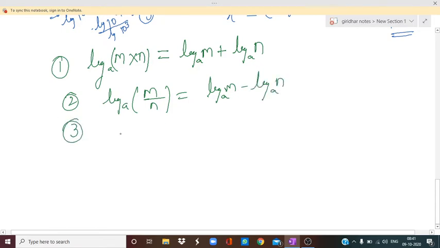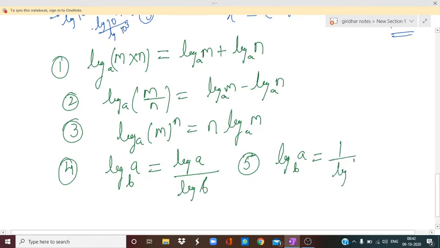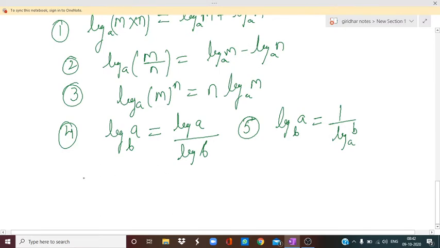Third is log with base a of m to the power n. So the power comes in as n log m with base a. Fourth, we have the base change property: log a with base b you can write as log a upon log b. Right? Fifth, you can say log a with base b you can also write as 1 upon log b with base a. Right? These are properties that we have already discussed.